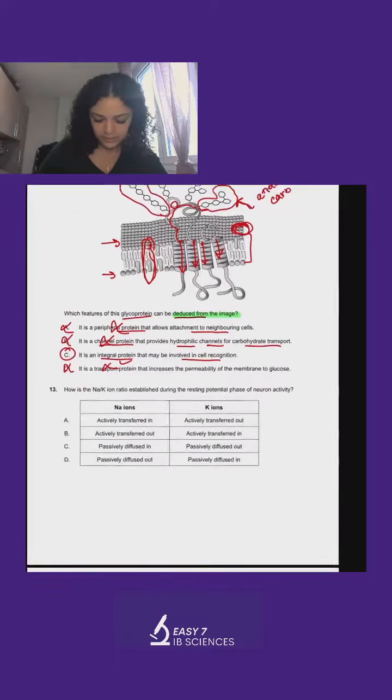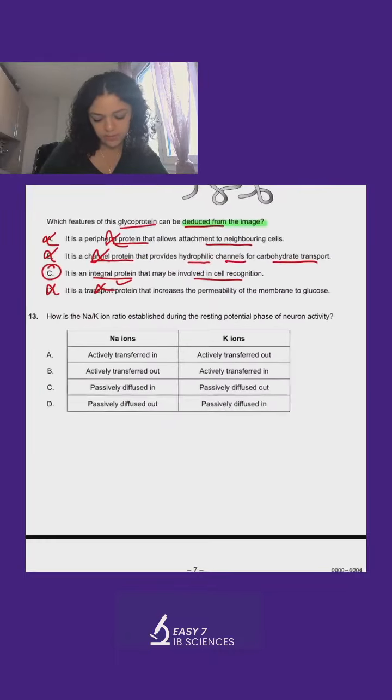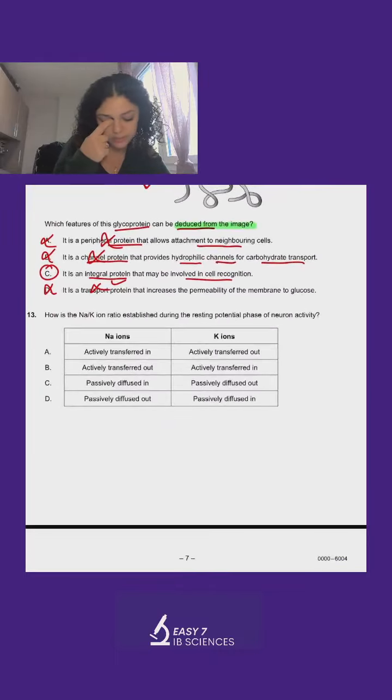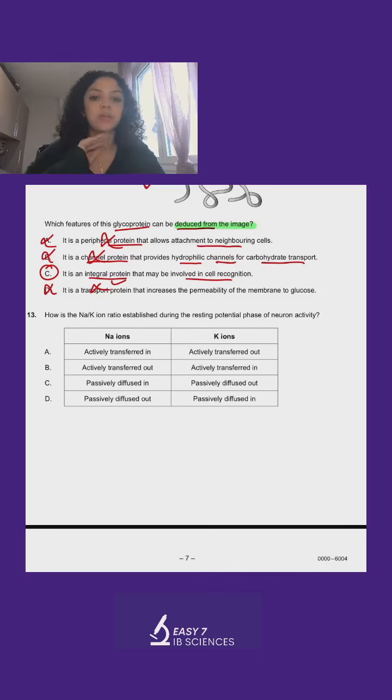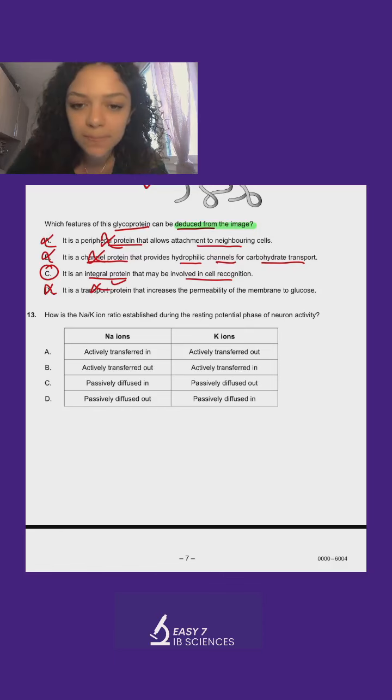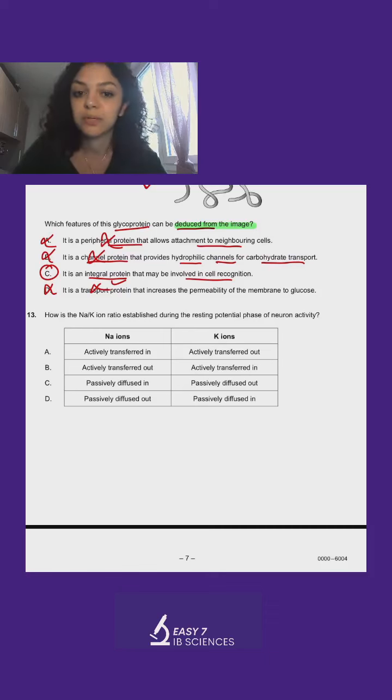Perfect. Next, it says, how is the sodium and potassium ion ratio established during the resting potential of neuron activity? So we're thinking about active transport. We're thinking of sodium-potassium pumps. Now, if you know about the sodium-potassium pump, you know that there are specific ions, which are sodium and potassium, that go in or go out. So what do we know? Do sodiums go in or do potassium go in?